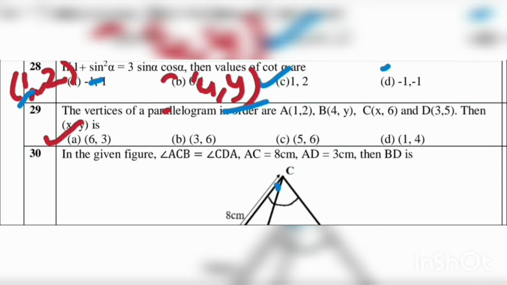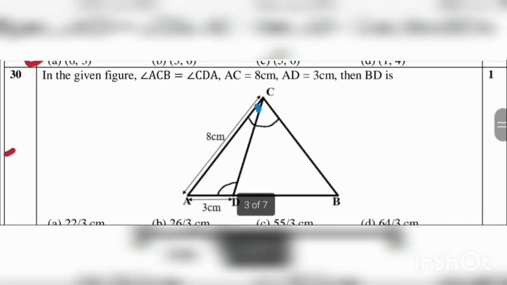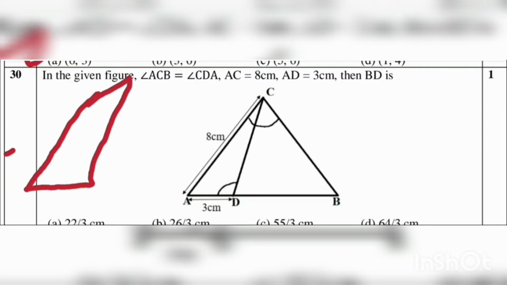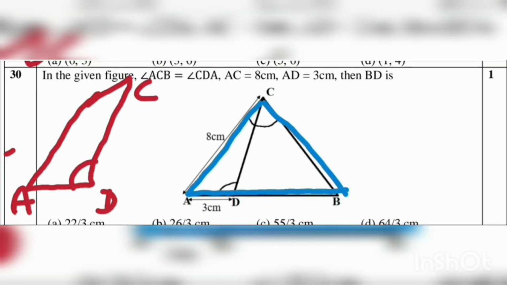In the given figure, we are given angle ACB equals angle CDA. Now here we can see that there are two triangles. First I am drawing this triangle separately, ADC. Here we have this angle, and now the bigger triangle I am highlighting with blue, ABC. Here we have this angle. Let me show the same angles with red color. Now these two angles are the same, it's given in the question. Also we can see that this angle A is common to both.